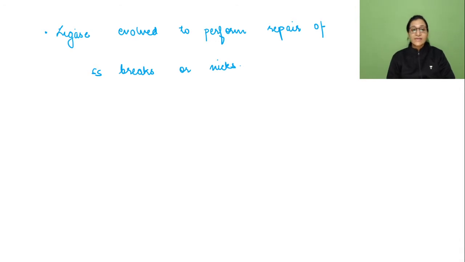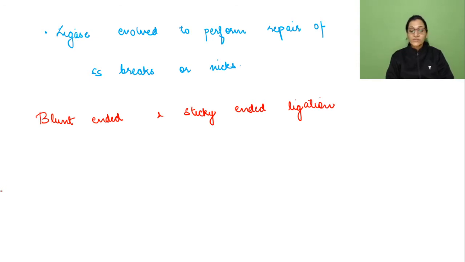Now, ligases can perform this sticking in two forms. Like restriction enzymes produce blunt ends and sticky ends, same with ligases, they can stick the blunt ends or they can stick the sticky ends. So blunt ended and sticky ended ligation. Ligation reactions may be blunt-ended or sticky-ended.